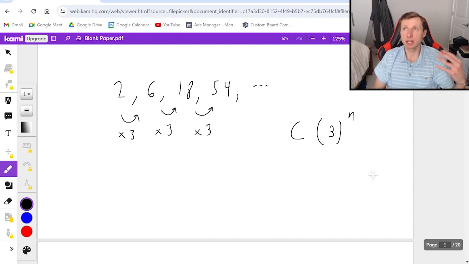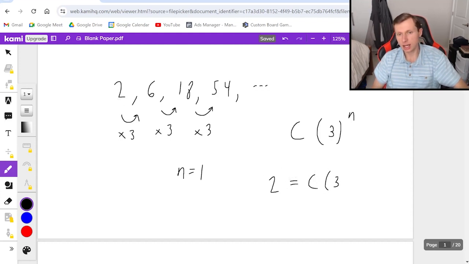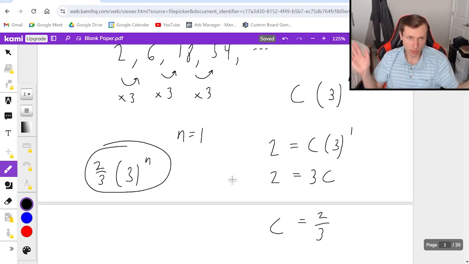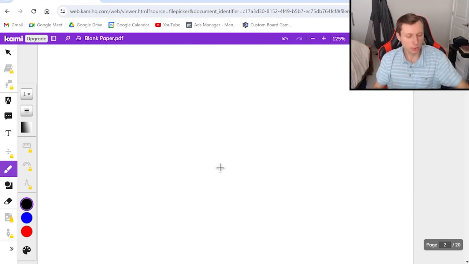If this was times 9/4 or something each time, like a weird fraction, then it would be 9/4 to the n power. And to find c, all I got to do is plug in that first term, n equals 1. When n equals 1, I want to get 2. So 2 has to equal c times 3 to the 1. In other words, 2 equals 3c. Divide both sides by 3. c equals 2/3. And the resultant sequence is 2/3 times 3 to the n. And there we go. That's it for the second type of sequence we might see.